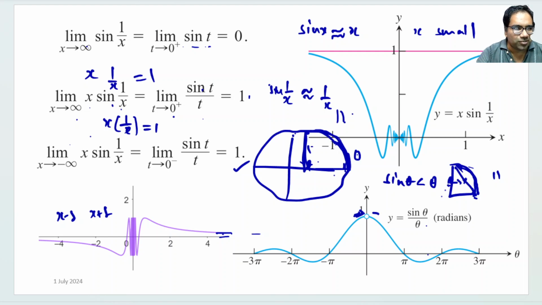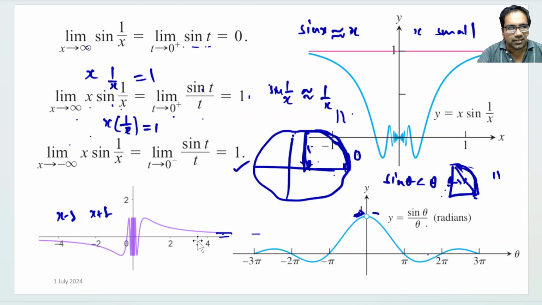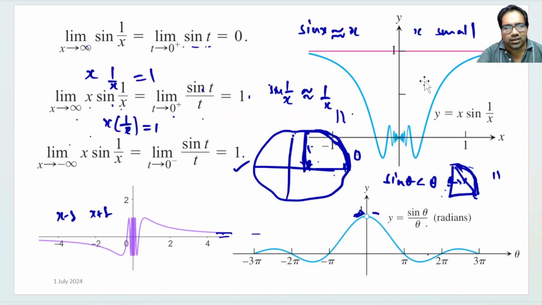Right, guys? So hope you like this. The limit of sin 1 by x, we realized, is tending to 0, and x sin 1 by x, we realized, is tending to 1. And so x sin 1 by x is actually a slight variation of sin theta by theta when theta tends to 0, when x tends to infinity. It's just a variation, written in the inverse form.